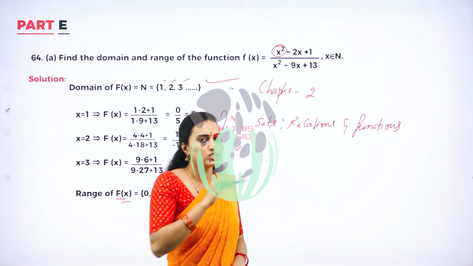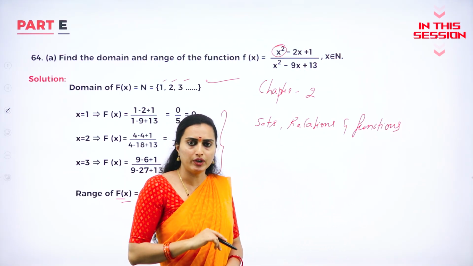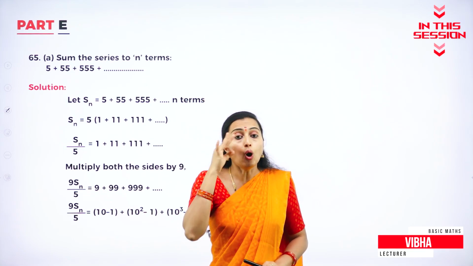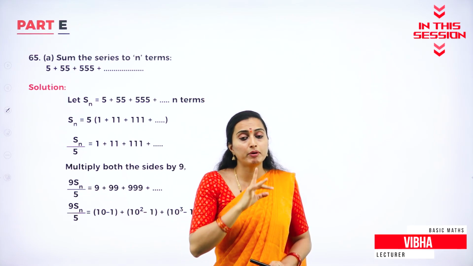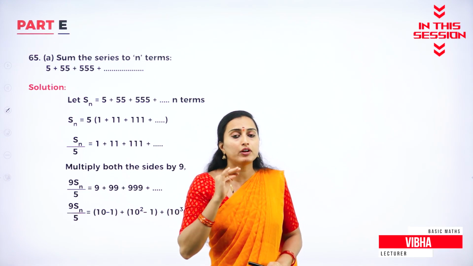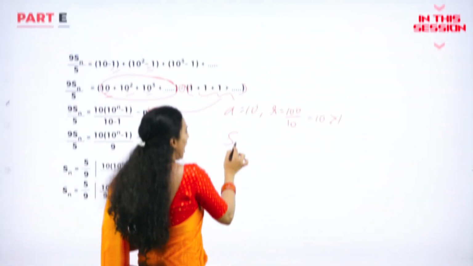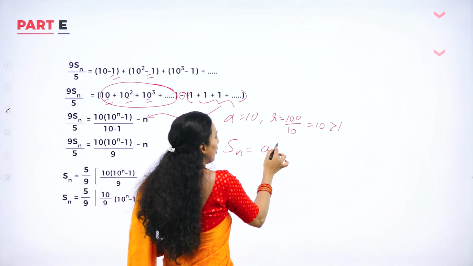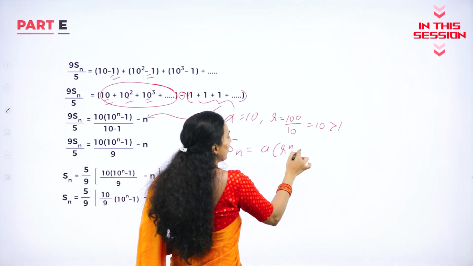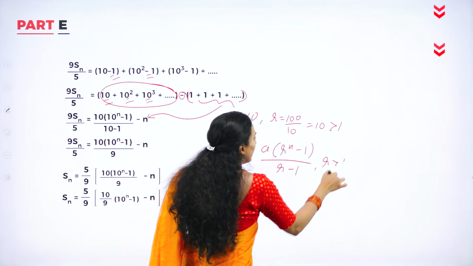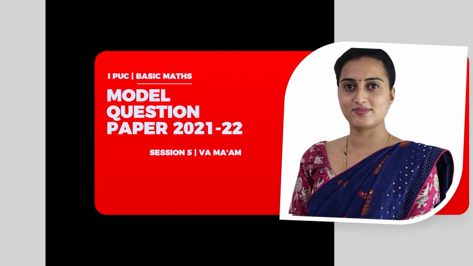64th one, first question will be asked from the chapter 2 only. You can answer all ABC from 64, all ABC from 65th, but you cannot answer AB from 64th, C from 65th. It is not possible. R is greater than 1. Sn formula is a into r to the power of n minus 1 divided by r minus 1, when r is greater than 1.